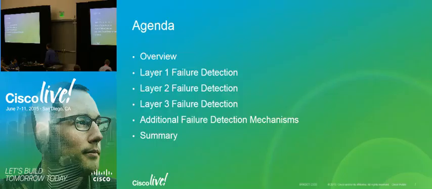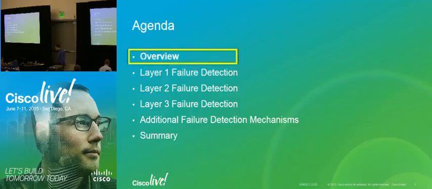So with that, here's the plan for today. We'll have a quick overview, and we'll follow the OSI model. I trust most of you are networking folks. You like the OSI model. It helps us talk about networking. So we'll talk about layer 1. We'll talk about layer 2, layer 3 failure detection, and some additional mechanisms that we have on our Nexus platforms, okay, that don't really fall into one layer or another. All right? Sounds like a plan? Any questions? Very good. So let's get going.